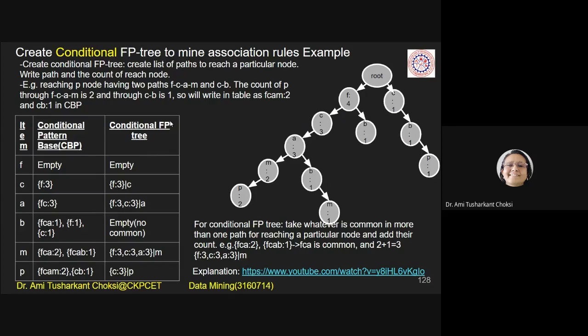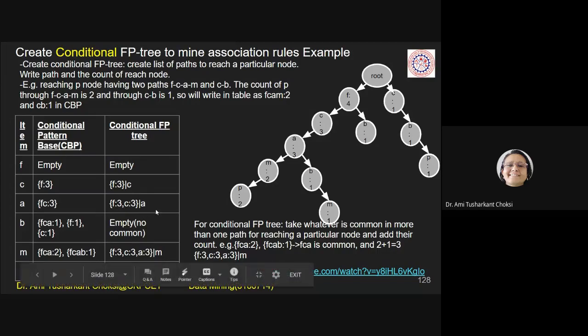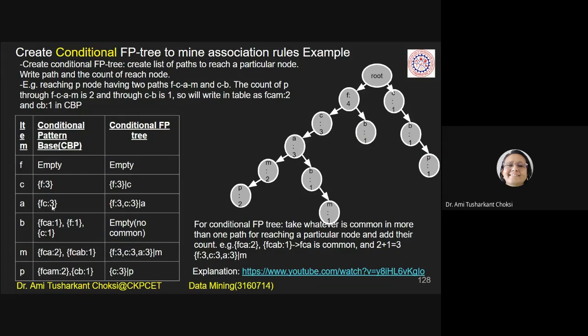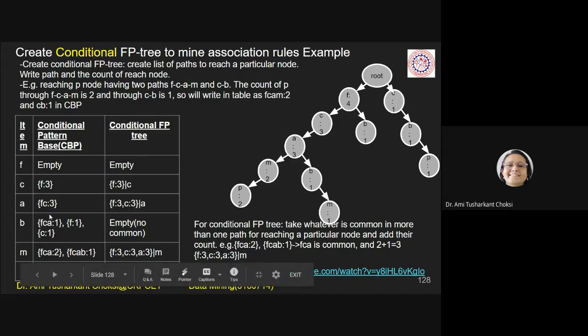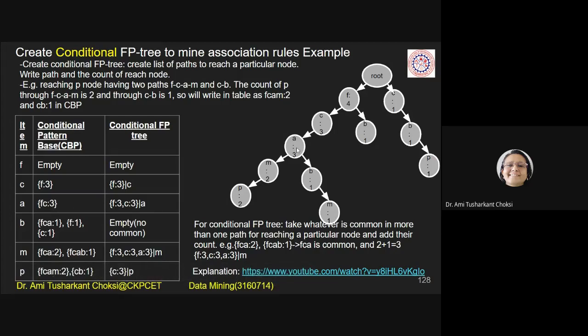Then in the conditional FP tree, we write it this way also: to reach the C node, F colon 3, then this pipe, and then C. It means that to reach the C node we are having this particular path, and the support count for that is equal to 3, fine? Now, FC is 3. See the way people are writing, okay? We can write it as FC together and 3.